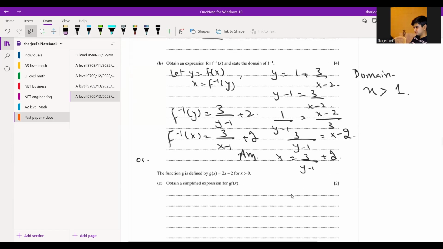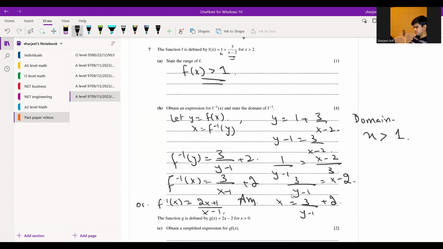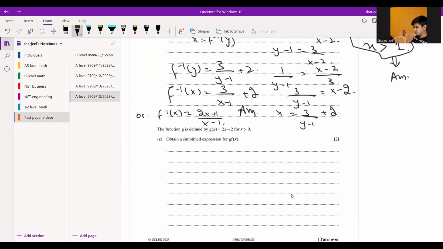Or you can further simplify to get (2x + 1) over (x - 1). This will be your second answer, right? Now move on to part C.